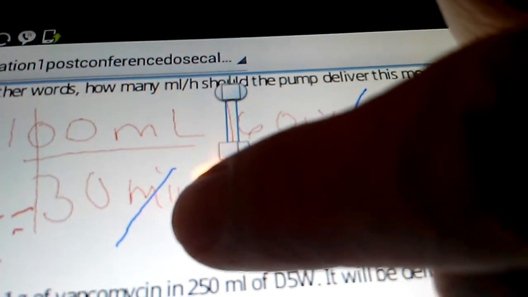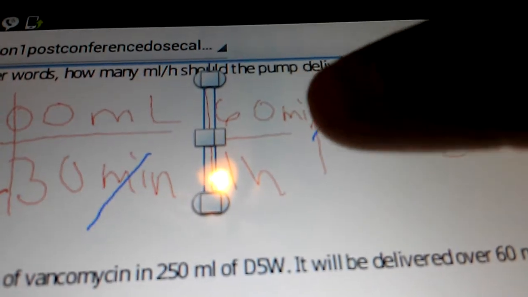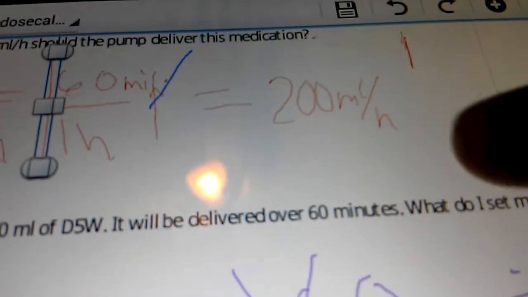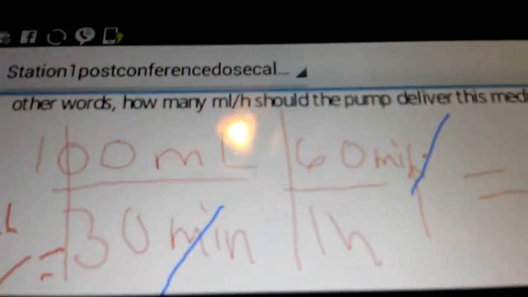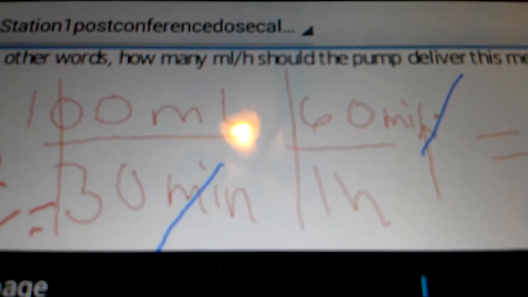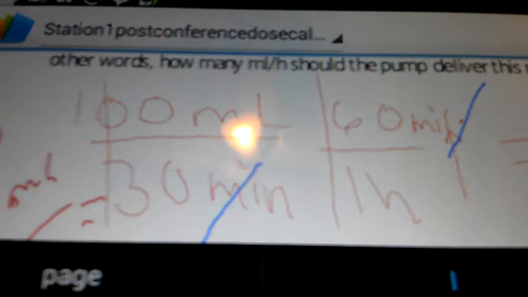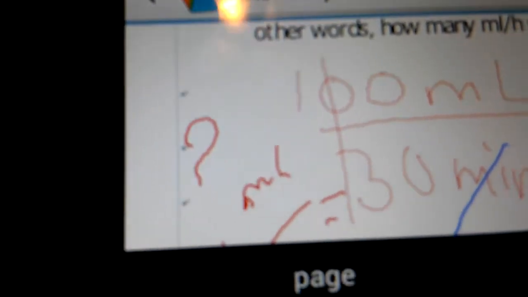So using dimensional analysis here, I take 100 mils over 30 minutes. And then I can put 60 minutes over an hour equals the answer. Well, I know that it's right because if I look at it, I can cross out both of the minutes, the 60 minutes and the 30 minutes. And I get what I want for my question. My question was how many mils per hour?